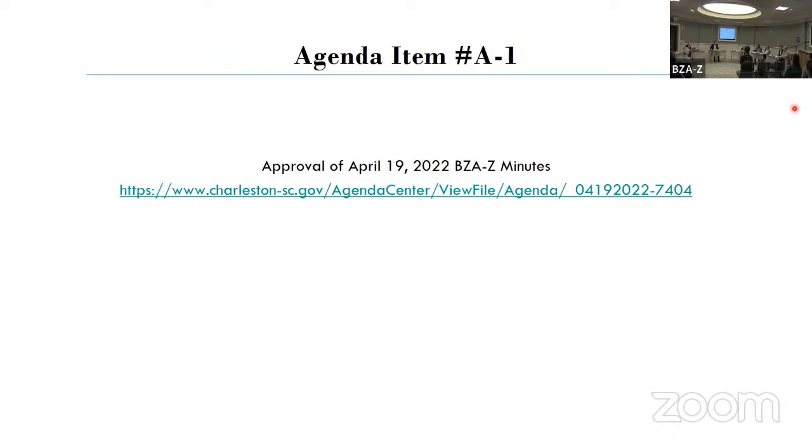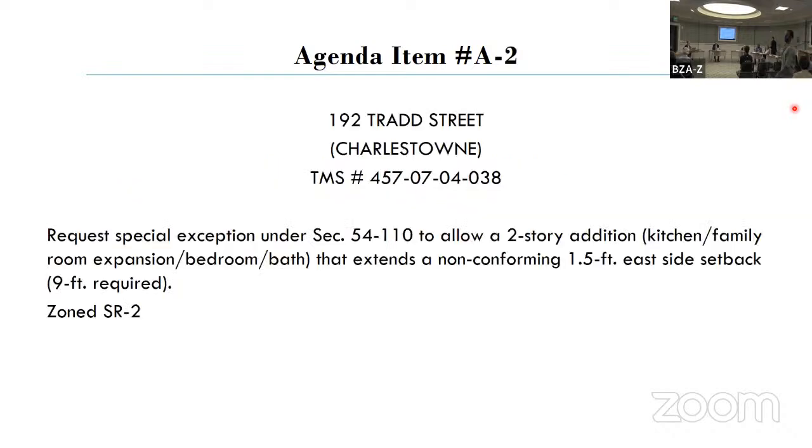All right, we go to item number 2, which is a deferred matter from last meeting, 192 Trad Street, Charlestown, TMS number 457070403A. Application number 2205-03-A2. Request special exception under section 54-110 to allow a 2-story addition, kitchen, family room expansion, bedroom, bath that extends a non-conforming 1.5-foot east side setback, 9-foot required, zoned SR2. Owner Jesse and Eliza Kimball, applicant Sebastian Von Marshall, architect LLC.